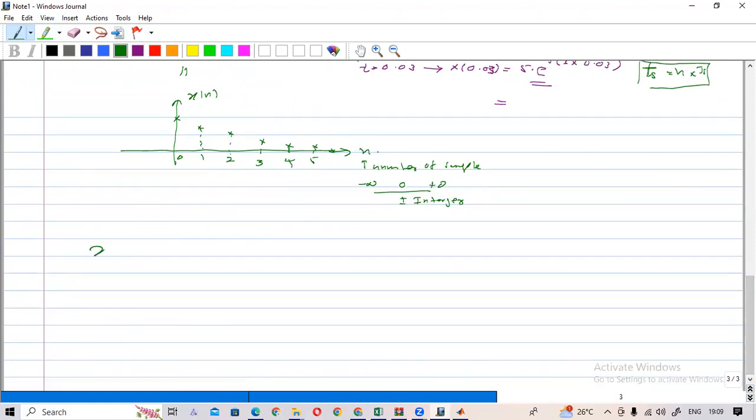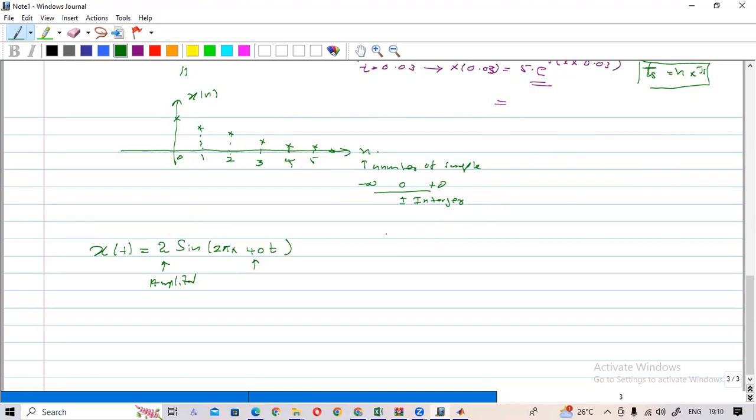Now I have a continuous time sinusoidal signal, that is 2 sin(2π × 40t). So this is my signal. What is this 2? This is the amplitude. And what is this 40? Can anyone tell what this 40 is, and what the unit of this 40 is? Please tell me.